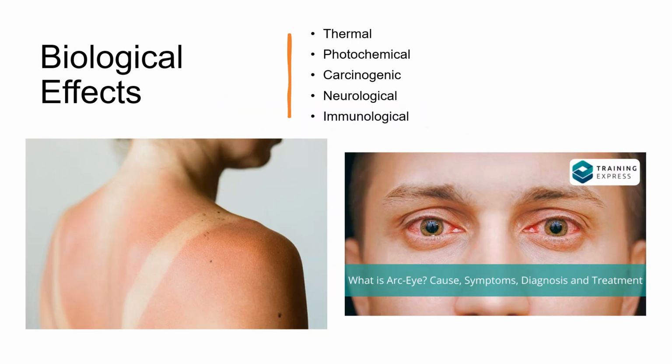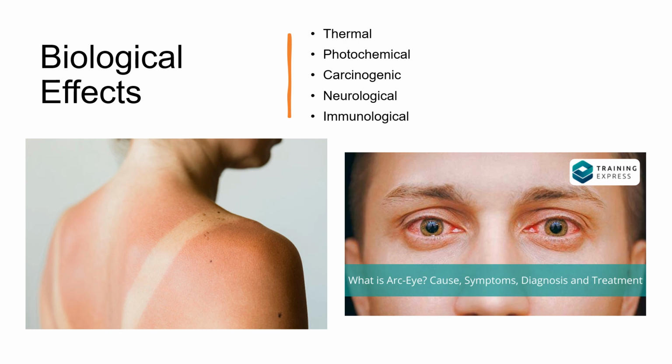The biological effects and hazards of non-ionizing radiation can typically be categorized as thermal and photochemical injuries, cancer and other skin lesions, and then possibly some neurological or immunological effects, although that can be debated depending on what we're talking about. So I have a couple of photos here that represent some of the typical biological effects of non-ionizing radiation.